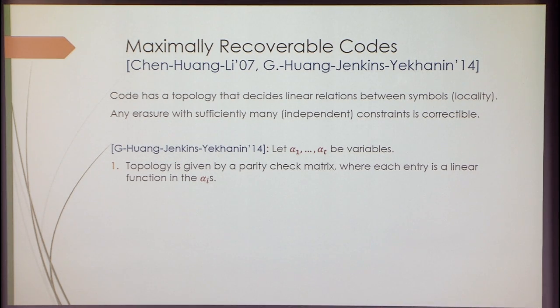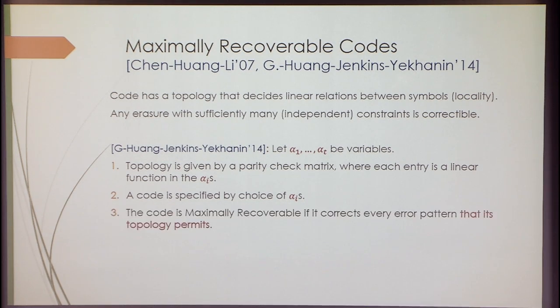So what does this do? It basically encodes things like locality constraints, that I want this to be a local parity check on this group, or I want something else to be a sum of some other things which could include both data and parity symbols. It allows you to express constraints like that. Now, to instantiate a code of this topology, you just pick the alphas, and you want a good choice of alphas. As I said, if you have enough equations, you should be able to solve an erasure pattern.